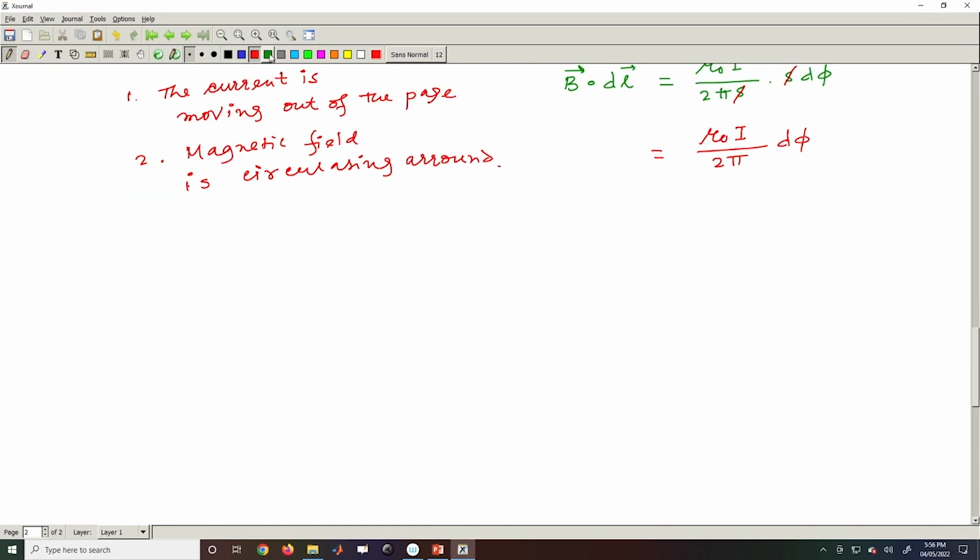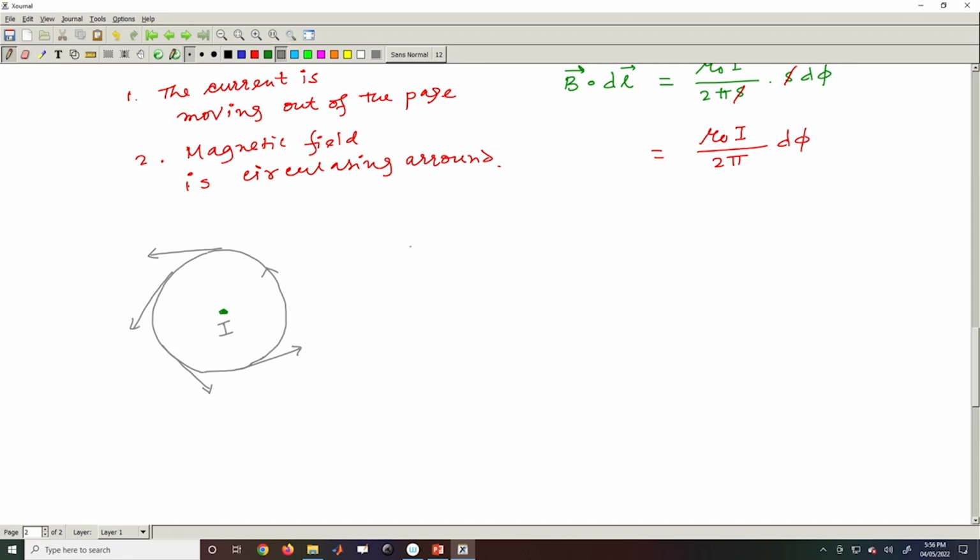Let me draw it once again. I have the current which is coming out of the page, and then I have the magnetic field surrounding this current. This is the current that is flowing, and this is the magnetic field, the way the magnetic field is generated. Now, I am going to integrate over this closed line. If I make a tangent at each point, that should be the direction of the magnetic field. Every time the tangential line is the momentary direction of the magnetic field, but it is revolving, circulating in this way.